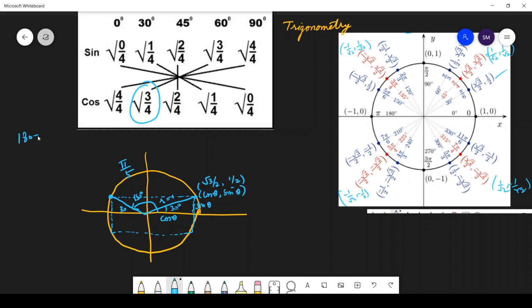So 180 degree is equals to pi radians, and for 150 degree, what have you done? Pi by 6 times 5. So what have you done to make 180 to 150 degree? You have first of all divided it by 6 so that you get 30, and then multiplied by 5, right? So you get 150. Now same thing you will be doing here on this side also. So this angle will be, in terms of radians, 5 by 6 pi.